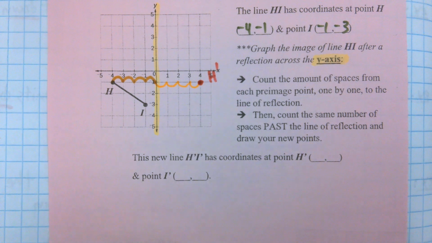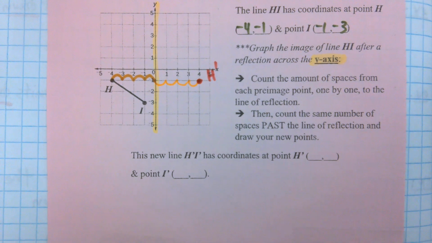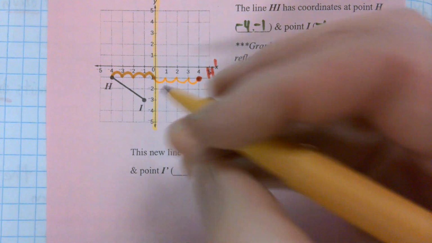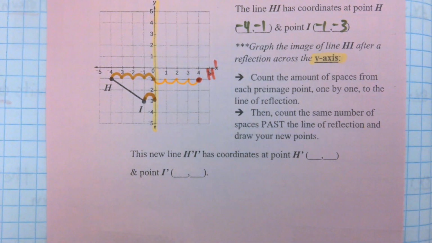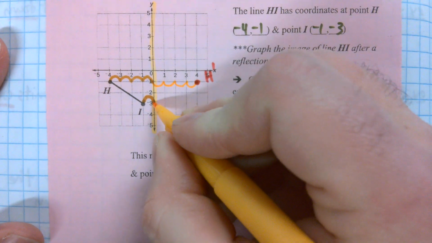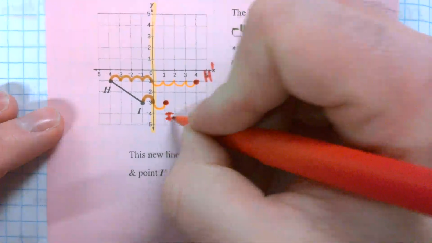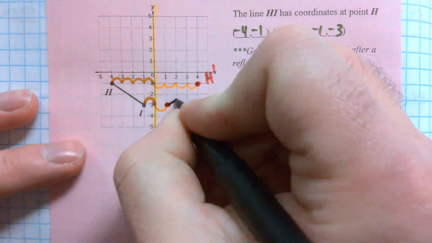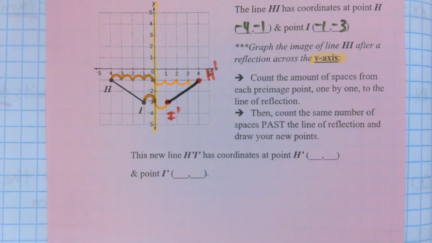Halfway done. Now let's go to point I. We're still counting to the right. How many spaces are we going to count for point I? Well, let's just count. 1. That's it. We hit the line of reflection. So how many spaces are we going to count past? Just 1. Boom. There is I prime. We can connect those up and make our new line H prime I prime.